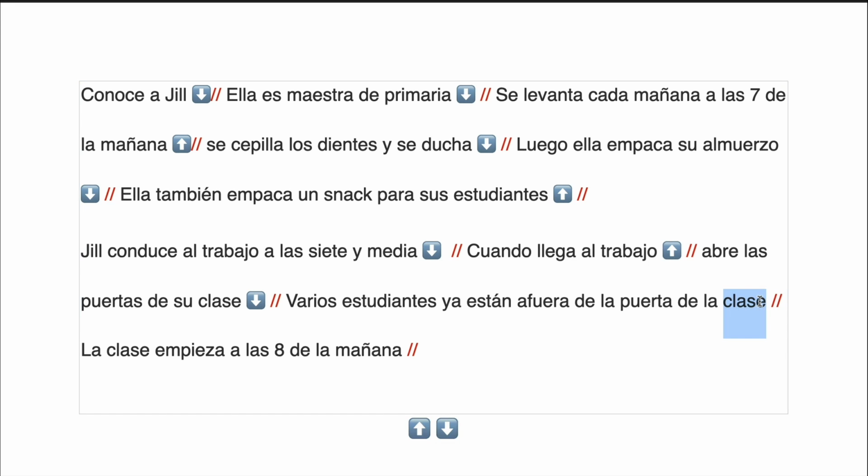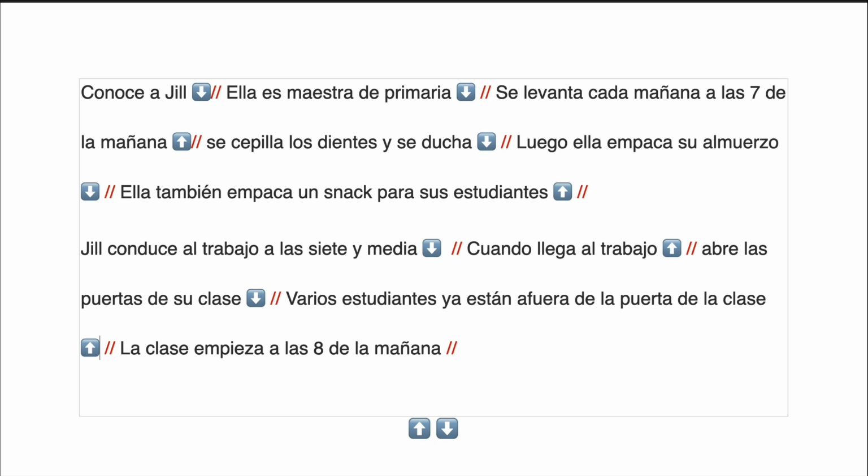This is more like an exclamation. Many students are already outside of her classroom. La clase empieza a las 8 de la mañana. La clase empieza a las 8 de la mañana. Okay, so here. Now we're down. Boom. All right, so now we have our pitch, right? Now you can see where the pitch goes on each line. And again, this is important. So you don't just read this like a robot. Now you know when it goes up, when it goes down.